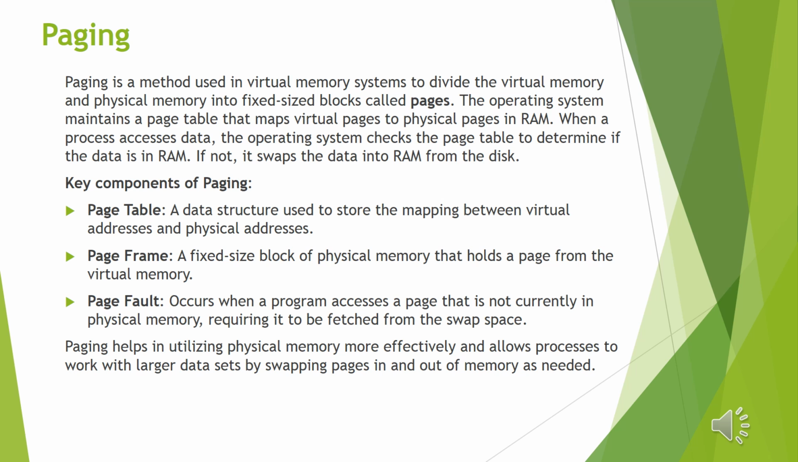We have key components of paging. We have the page table, page frame, and we also have the page fault. So if you look at it, paging helps in utilizing physical memory more efficiently and allows processes to work with a larger data set by swapping pages in and out of the memory when needed.